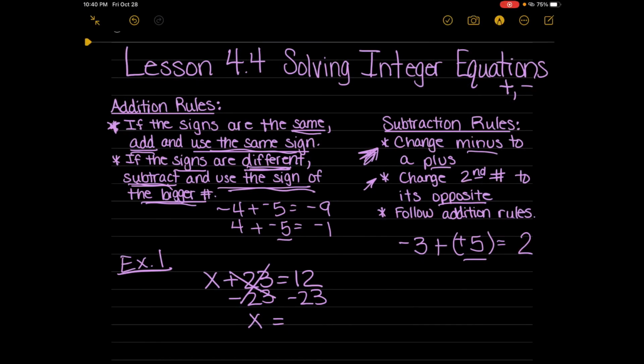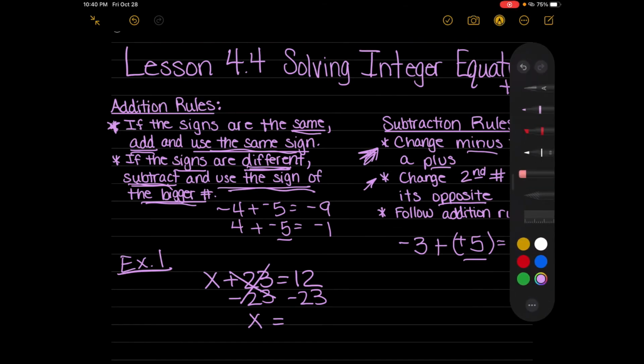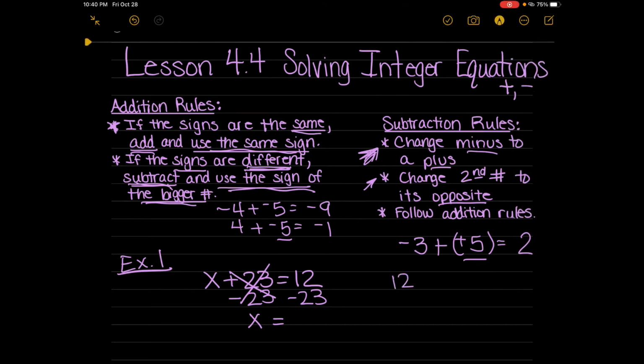If I have 12 minus 23, you might have been told in the past that you can't subtract a bigger number from a smaller number, so your big number should always go first. But now that you know integers and how to do negative numbers, you absolutely can have a bigger number at the end of a subtraction problem. I'm going to rewrite this a little bit bigger. If I have a problem like this, I just go back up and use my subtraction rules. My subtraction rules say to change my minus to a plus and the second number to its opposite.